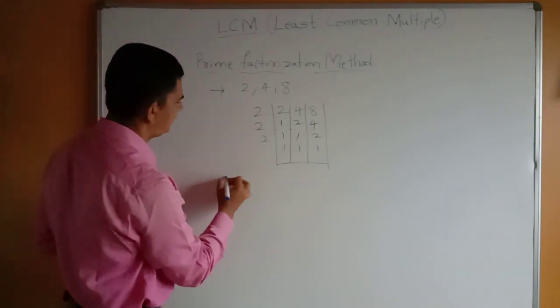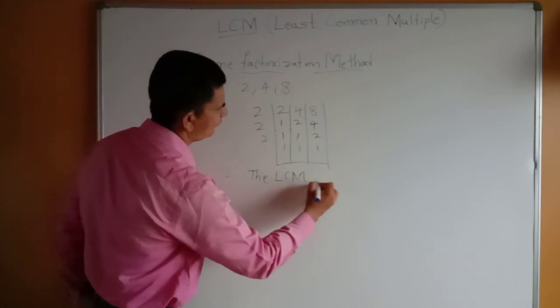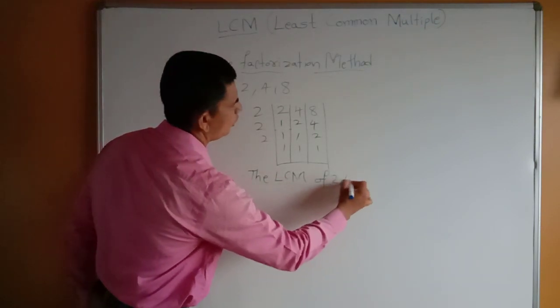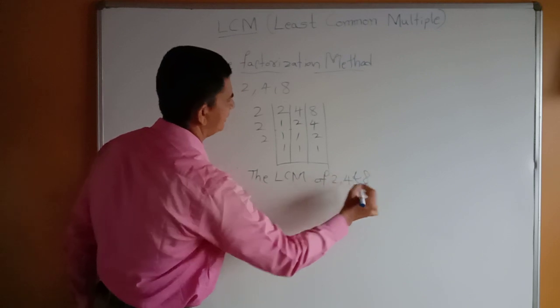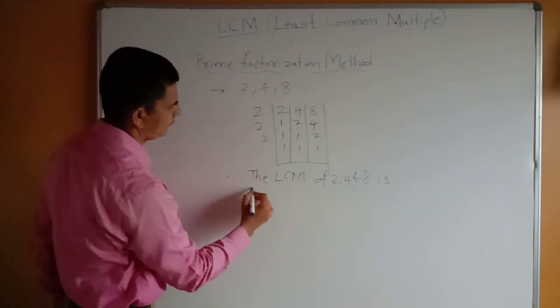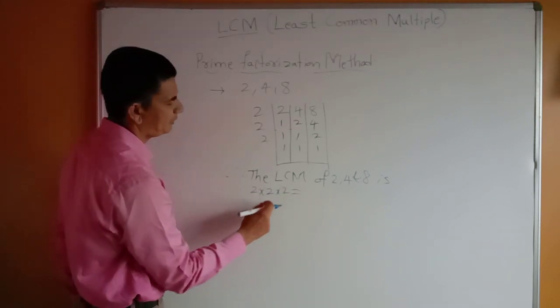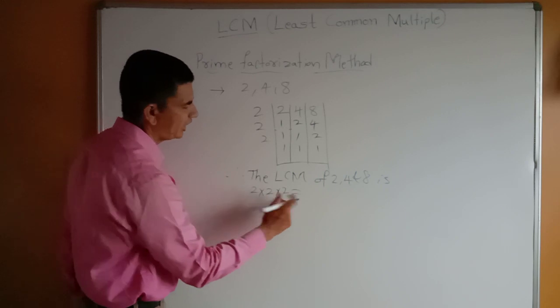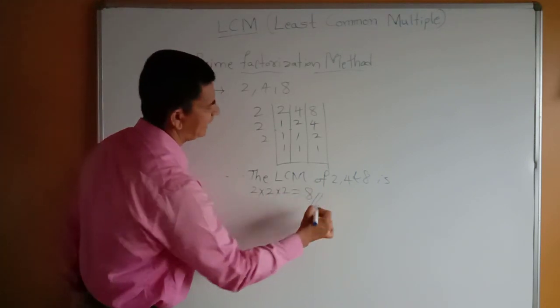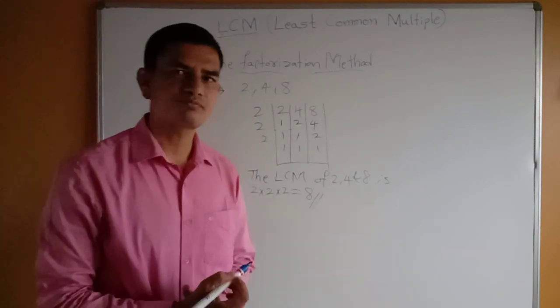So now we have to write: therefore the LCM of 2, 4 and 8 is, what is the LCM? We write these factors here: 2 into 2 into 2. So we multiply: 2 twos are 4, 4 twos are 8. So what is the LCM? The LCM is 8. This is the factorization method.